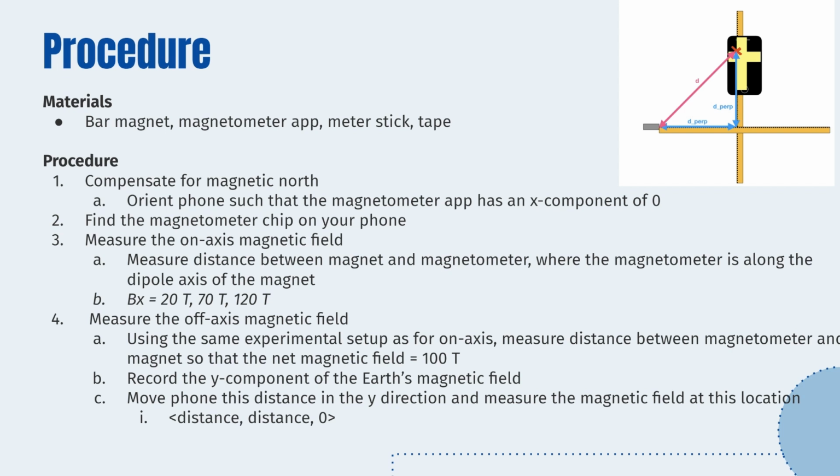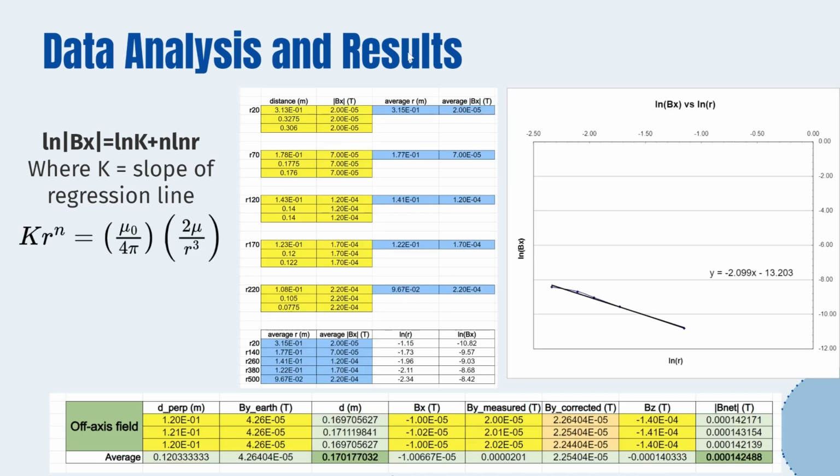Then we recorded the Y component of the Earth's magnetic field, and then we moved our phone the same distance down the Y direction and measured the magnetic field at this location. So it was a vector distance 0 at a 45-degree angle, as you can see here in the diagram. So the results of our data that we recorded in our spreadsheet.